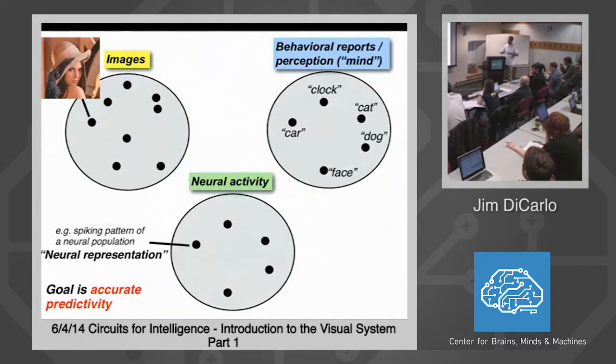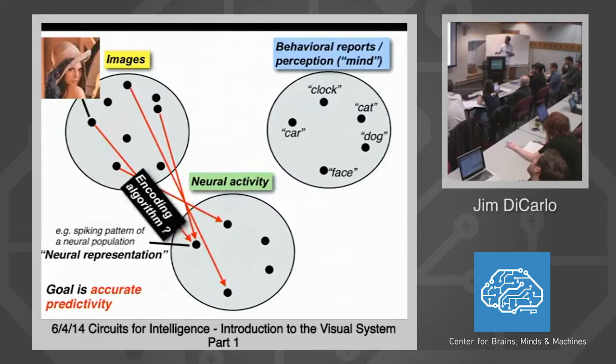And so the way that I think others that work in this area think about what we're trying to do here is we're trying to make predictive mappings between images and particular patterns of neural activity, again, population patterns of firing. And that's usually called encoding.